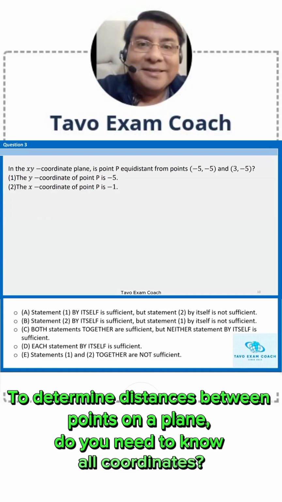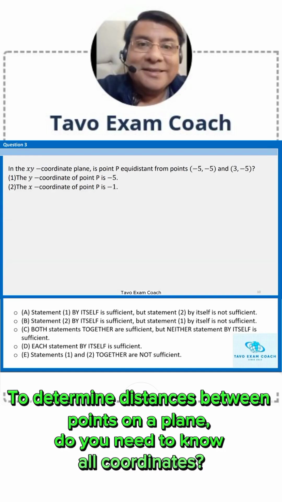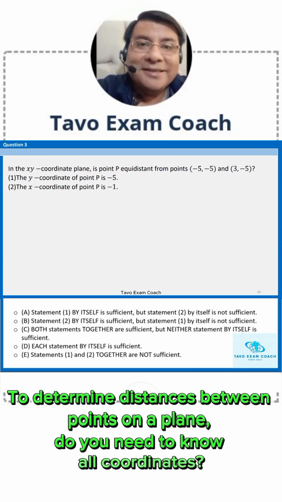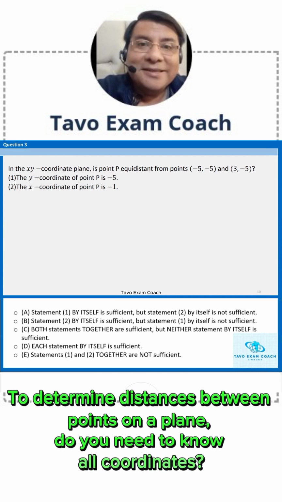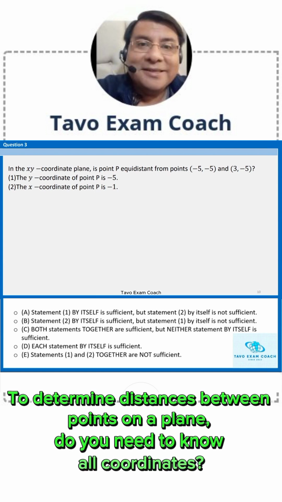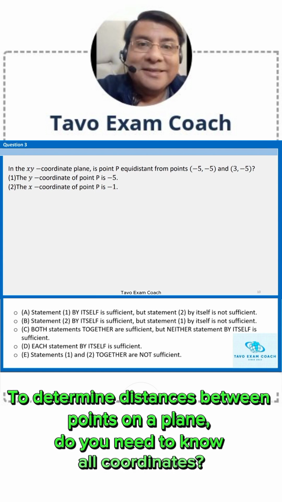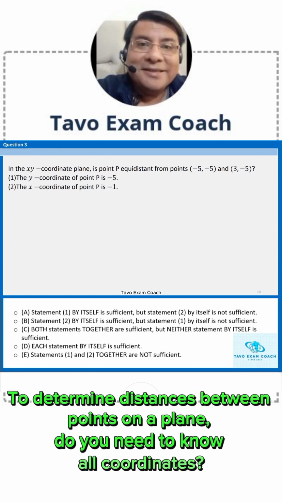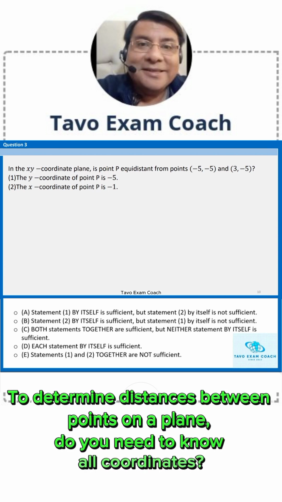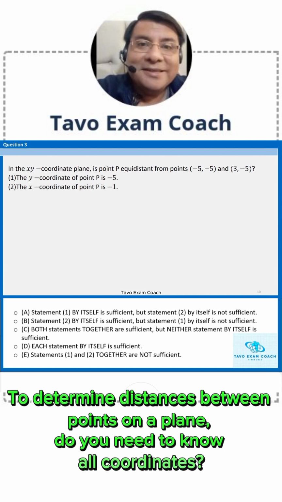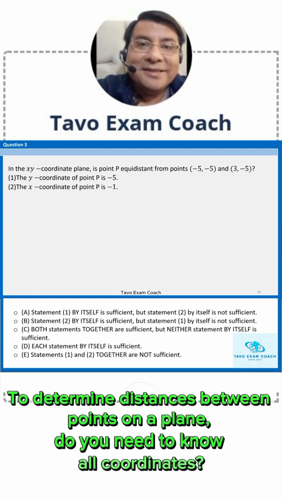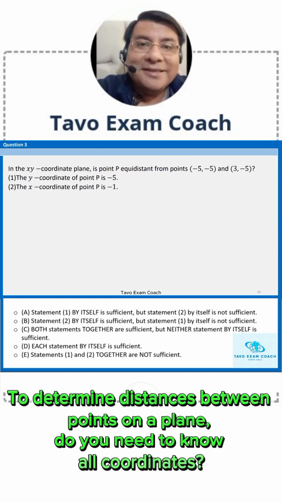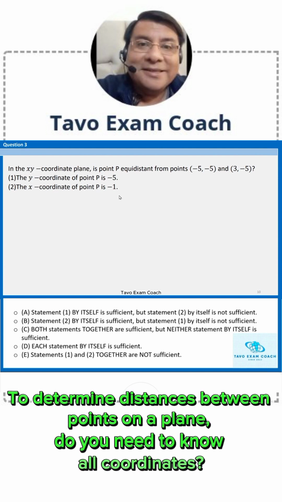Question 3. In the xy coordinate plane, is point P equidistant from points (-5, -5) and (3, -5)? We are given two statements. The y coordinate of point P is -5, and the second statement says that the x coordinate of point P is -1. So, what does the question really mean?